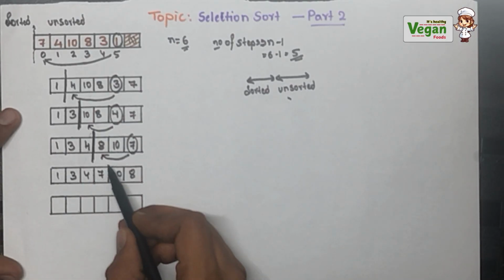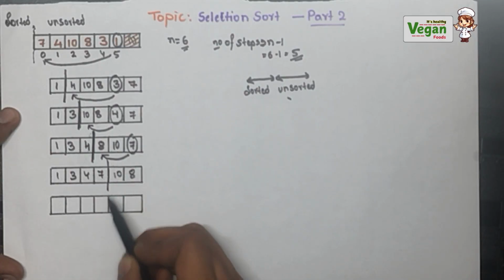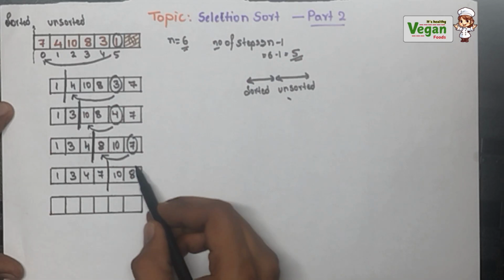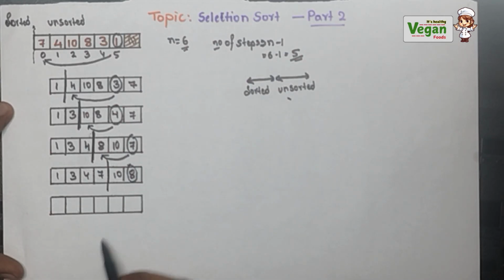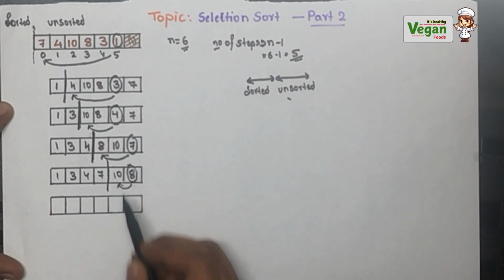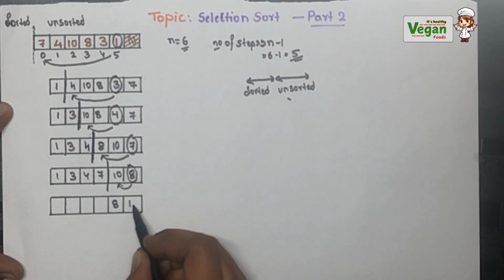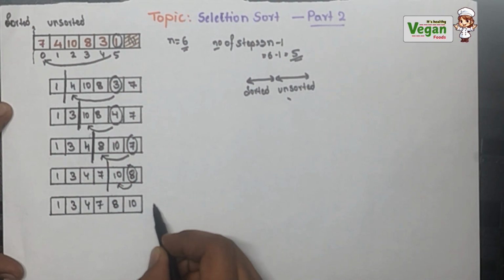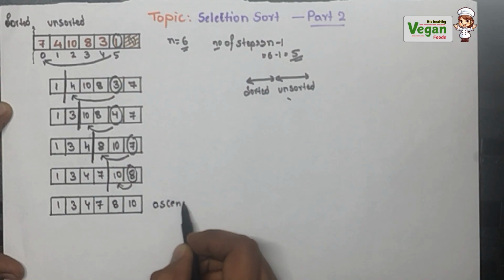Now my sorted sublist has come up to here and only 2 elements are left in the unsorted sublist. Among them, 8 is the smallest. I will swap it with the first element of the unsorted elements. So it is 10. 8 will go to 10's place and 10 will come to 8's place. 1, 3, 4, 7. So this is the ascending sorting.